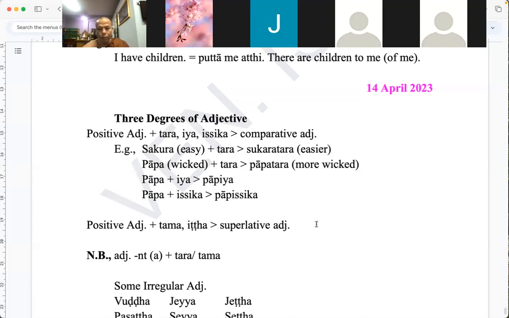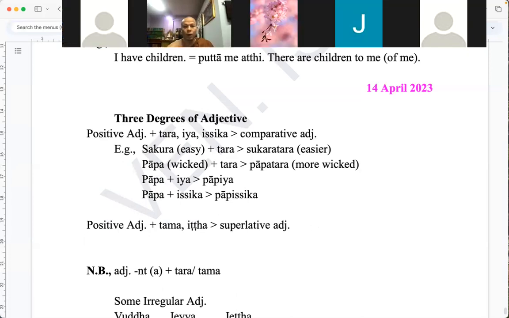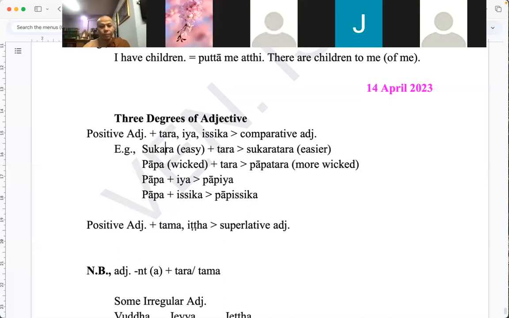And then for the superlative adjectives, okay. Bante, I think it should be sukara. Sukara, example. Sukara. Right. Thank you.